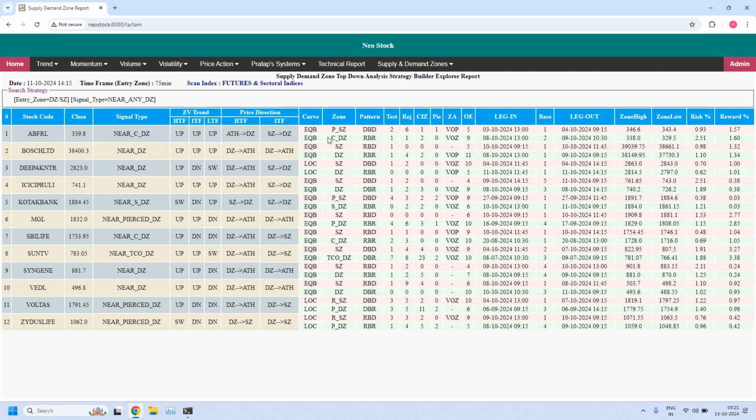First one is ABFRL, a high liquidity 75 minutes demand zone. And Kotak Bank is having a high liquidity 75 minutes demand zone. Next, SBI Life is a high liquidity zone. So that's it. We have identified 3 high liquidity 75 minutes demand zones from this list.